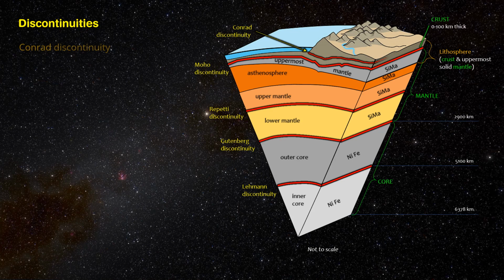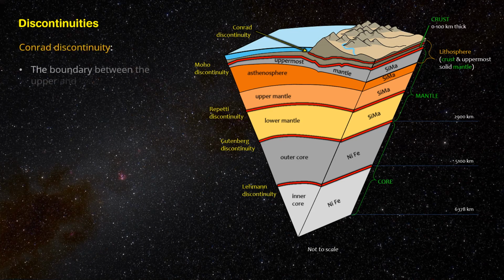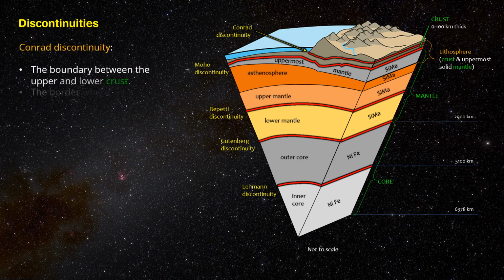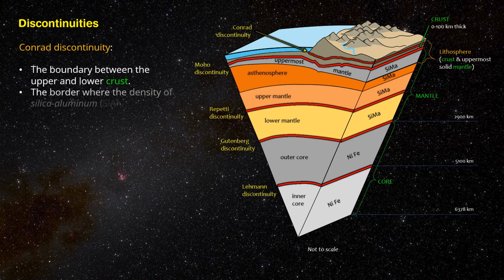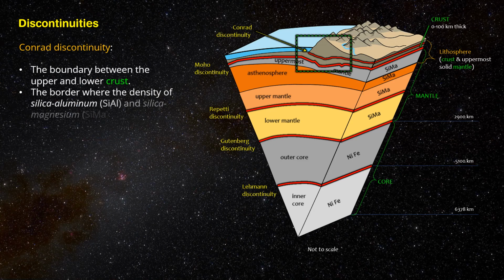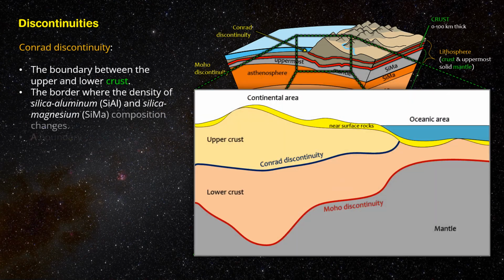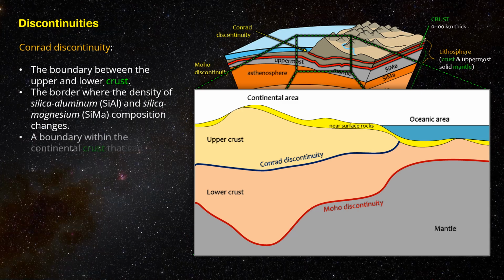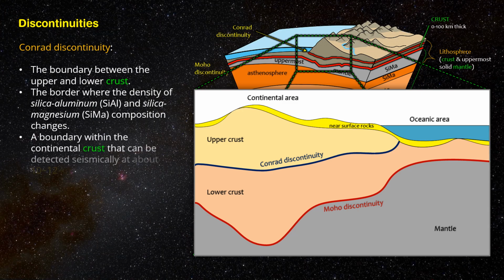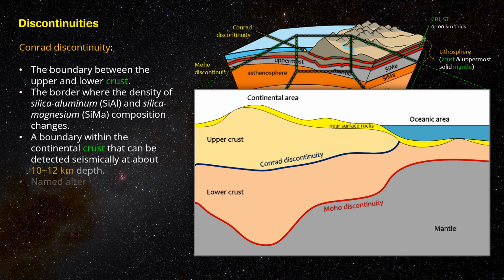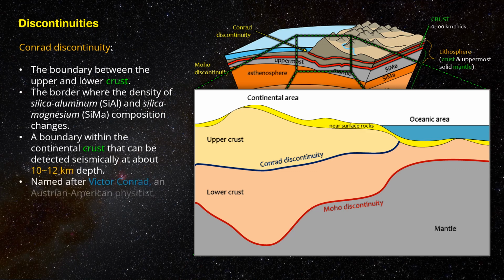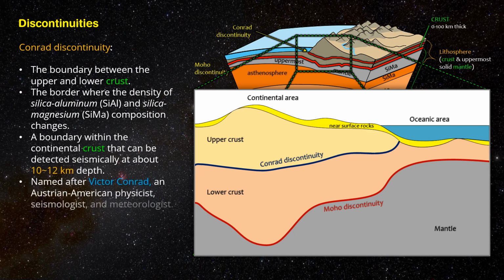Conrad discontinuity, the boundary between the upper and lower crust. The border where the density of silica-aluminum and silica-magnesium composition changes, a boundary within the continental crust that can be detected seismically at about 10 to 12 kilometers depth, named after Victor Conrad, an Austrian-American physicist, seismologist, and meteorologist.